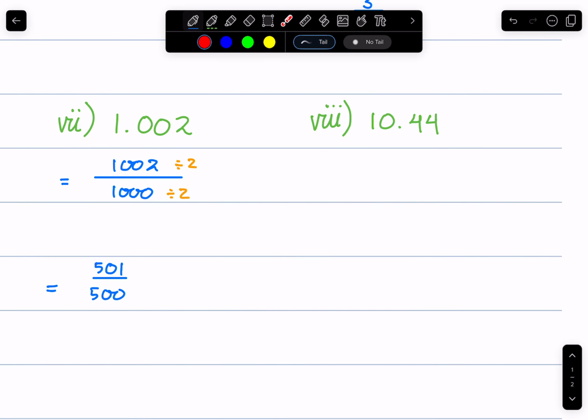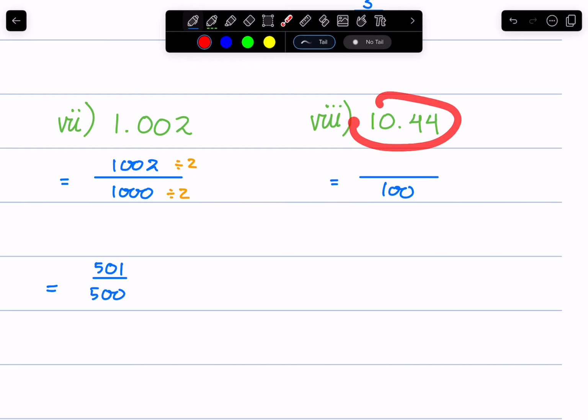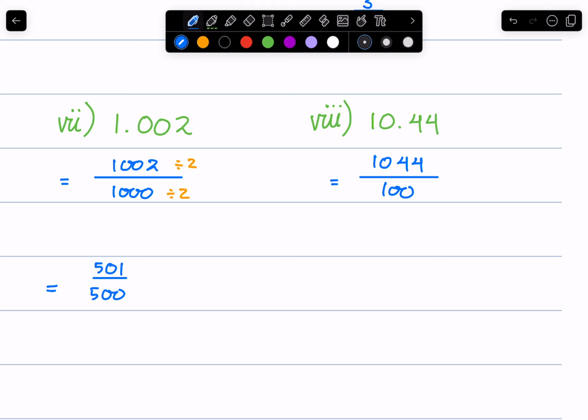Once again for this one, like we did in this example, the smallest decimal in this example was tenths, hundredths, thousandths, whereas in this example, the smallest decimal is the hundredths position. So this becomes over 100. And since we now just express this as a whole number, 1,044 over 100. And now we just simply simplify this expression.